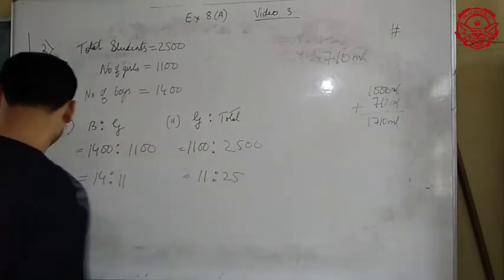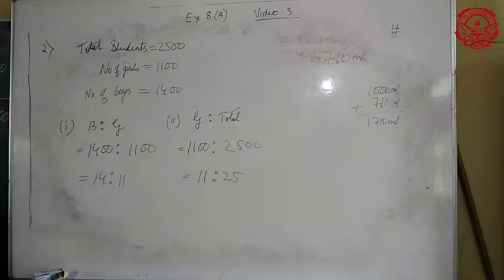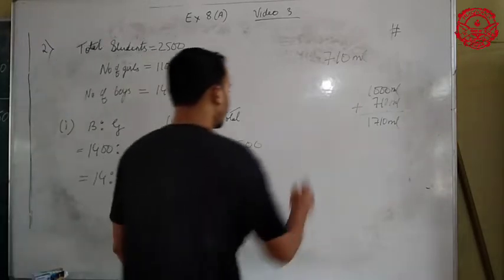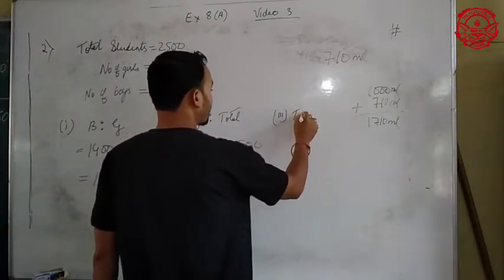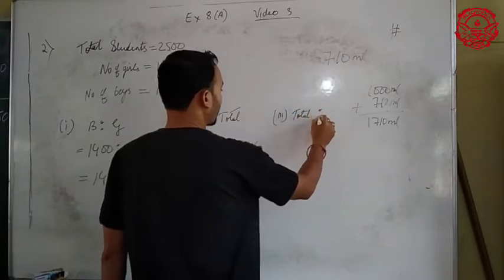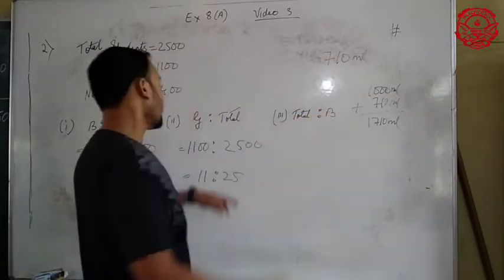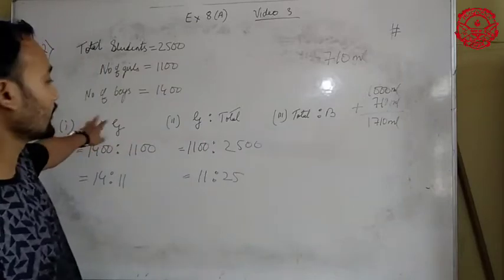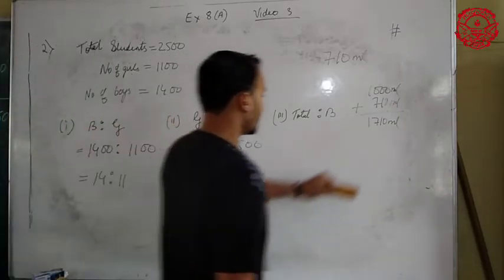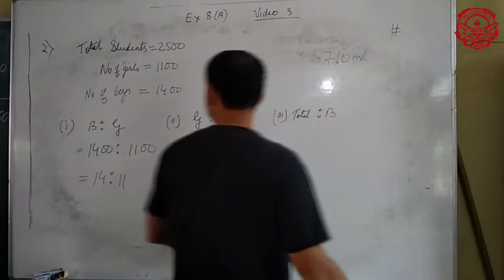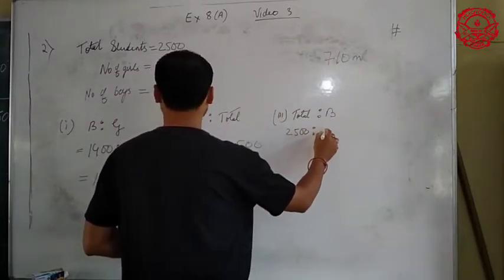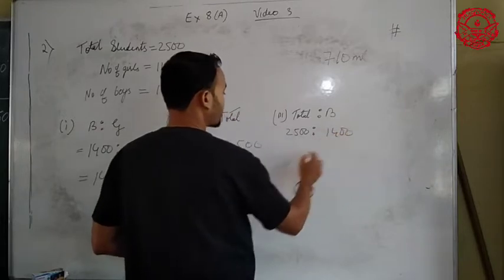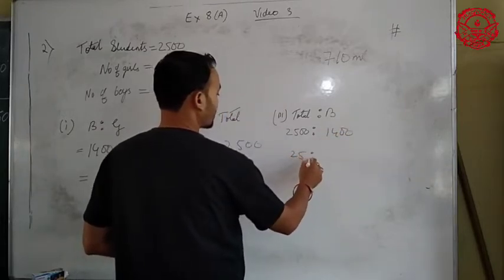Fine. Now you see. Again, the third part is the number of students to the number of girls. Yes, number of students to number of girls. Now total is to boys. B symbolizes boy, G symbolizes girl. Yes, total number of students is 2500. Boys is 1400. Yes, the answer is coming out to be 25 is to 14.